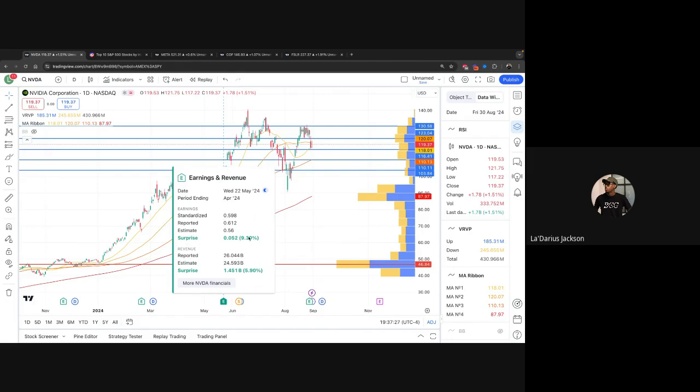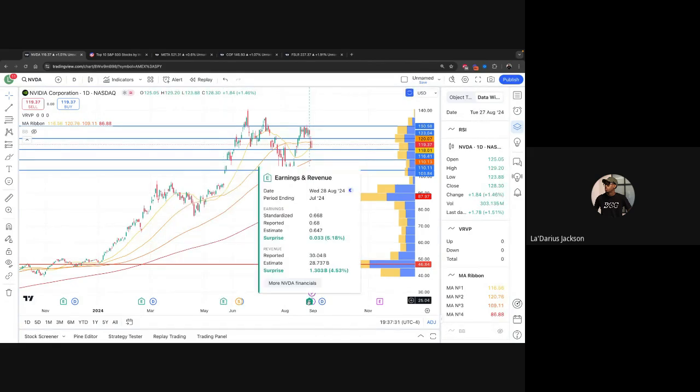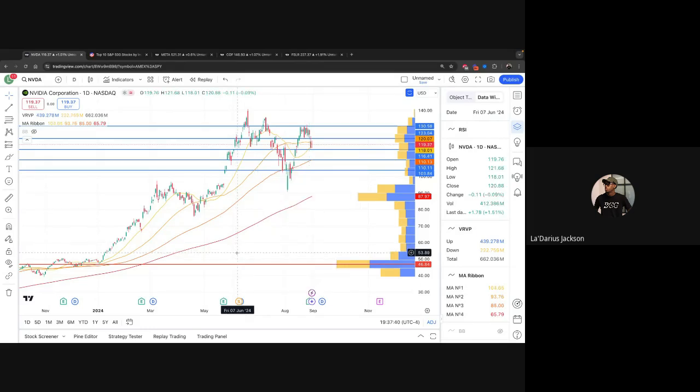So we had a surprise here at 9%, at 5, almost 6%. The earnings just came out. We had 5% and 4%, right? So it's getting tighter and tighter and tighter, meaning that NVIDIA's ability to outperform is starting to shrink. Like the analysts are starting to catch up to the reality of what NVIDIA is.